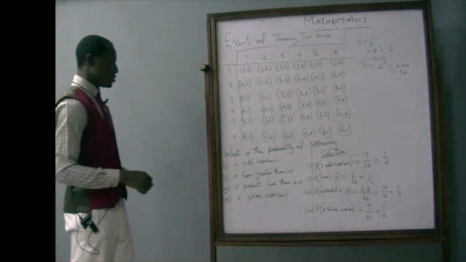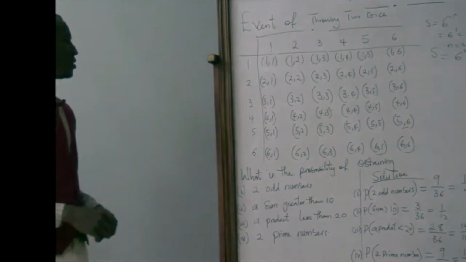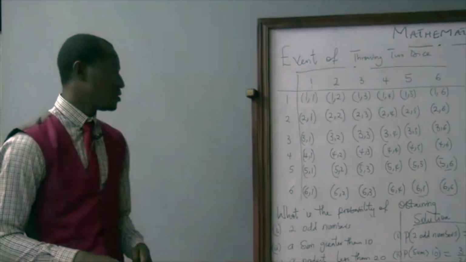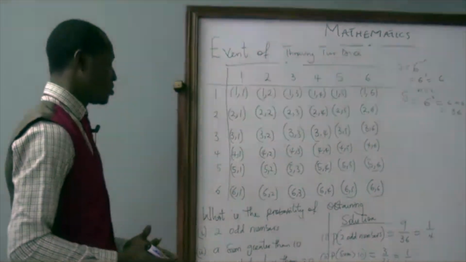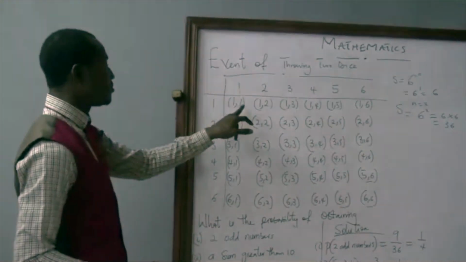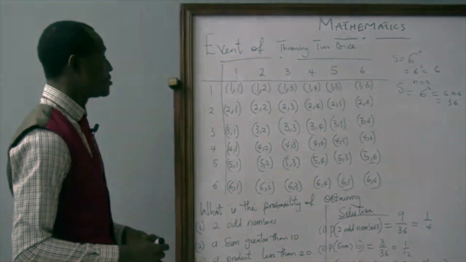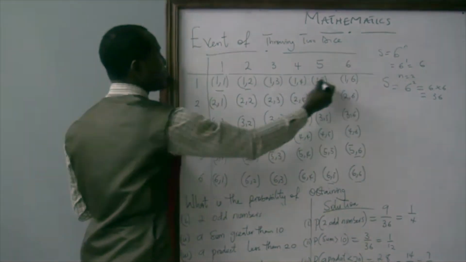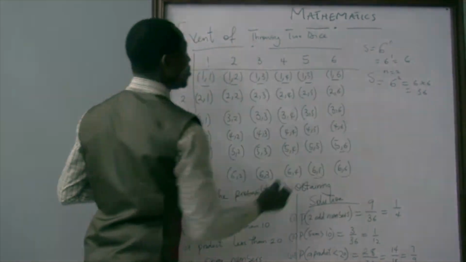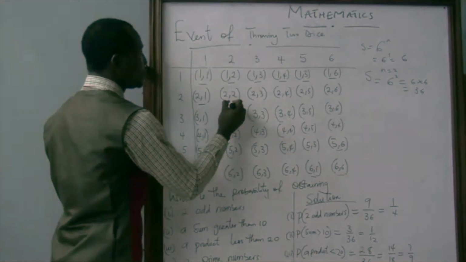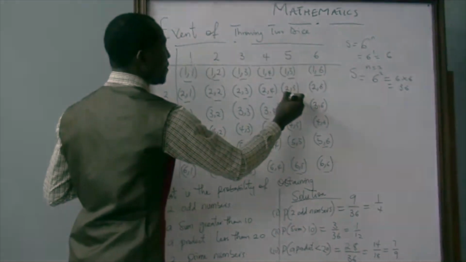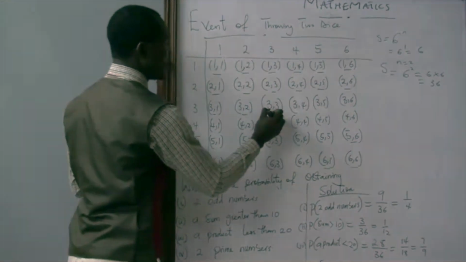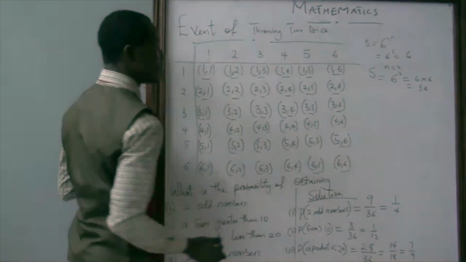The next question, a product less than 20. What is the probability of obtaining a product less than 20? What do we do? Product is multiplication, while sum is addition. So the product is 1 times 1, 1. So that means 1 is less than 20. 1 times 2, 2. This is also less than. 1 times everything here, they are still less than 20. So we have 6 of them there. 2 times 1, 2. 2 times 2, 4. 2 times 3, 6. 2 times 4, 8. 2 times 5, 10. 2 times 6, 12. 3 times 1, 3. This is also part of it. 3 times 6 is 18.